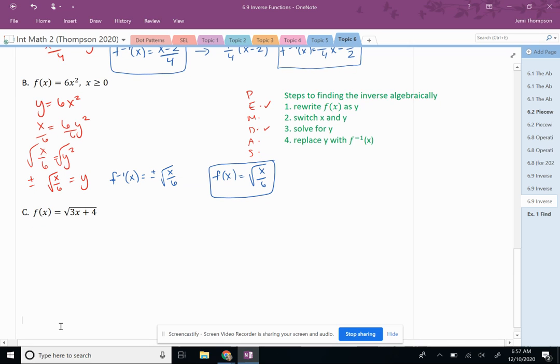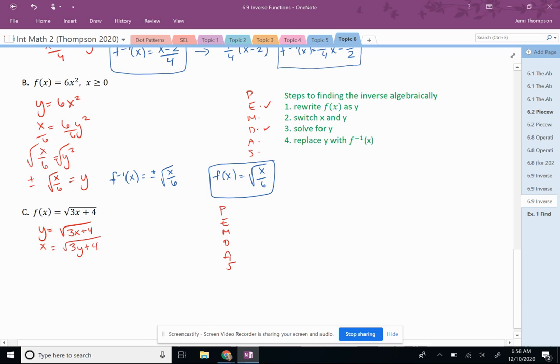So for C, I have f of x is equal to the square root of 3x plus 4. So I'm going to follow my series of steps here and replace f of x with y. I'm going to follow my order of operations after I swap the x and the y and start solving for y.